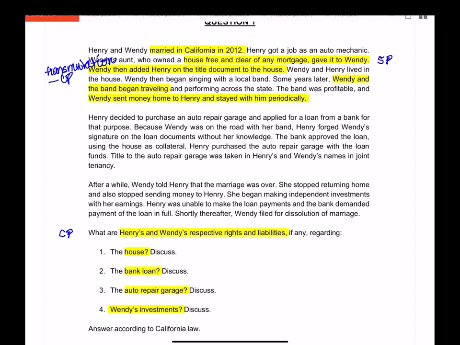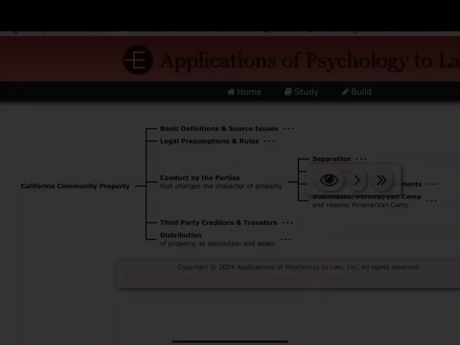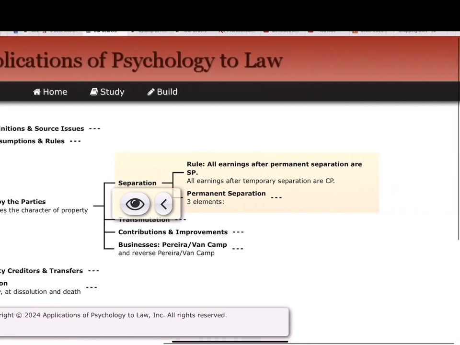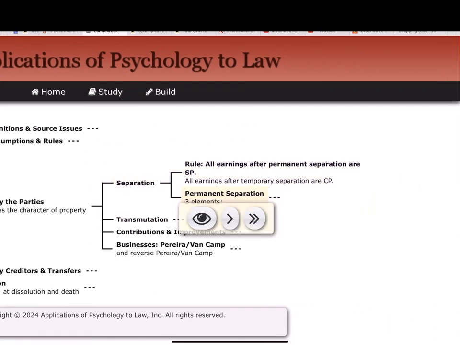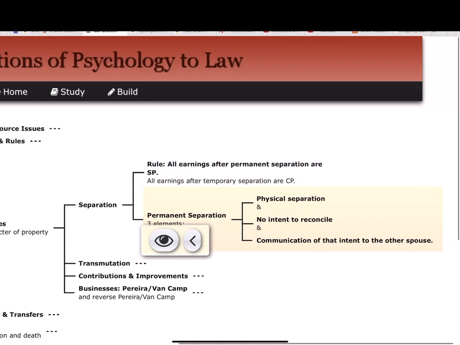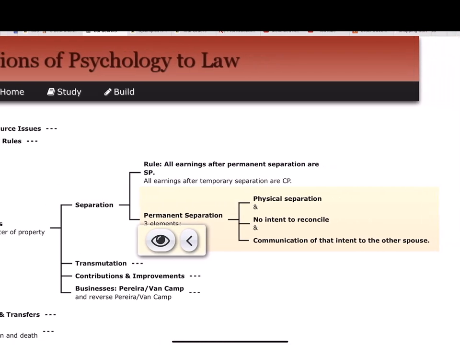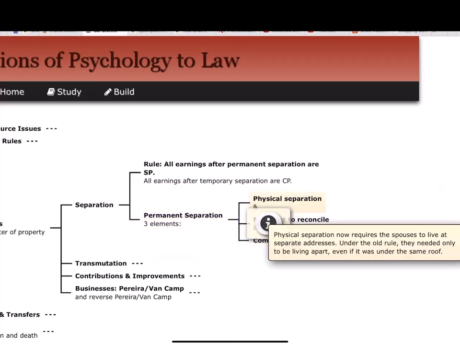So back over to Proponics to see what rules I would have in mind on the bar about legal permanent separation. So that's the first topic under conduct by the parties. We see separation. All earnings after permanent separation are separate property. But what I want to know is, what do you need to perfect a permanent separation? You need physical separation, no intent to return, to reconcile, and you need to communicate that intent to the other spouse. And there's some more detail within our organization of the law.